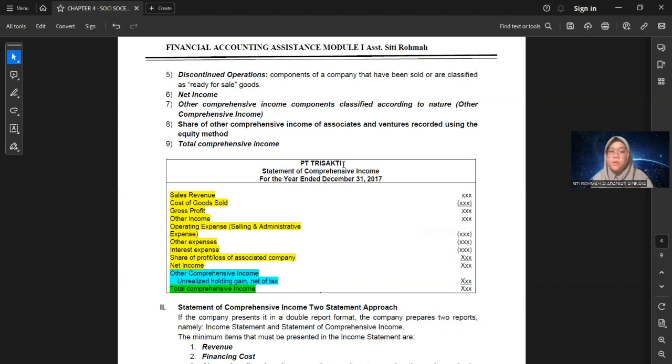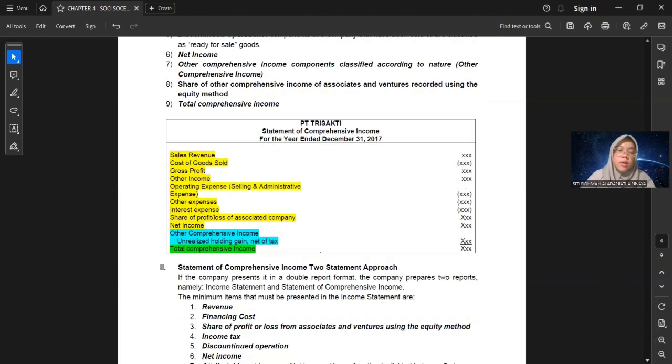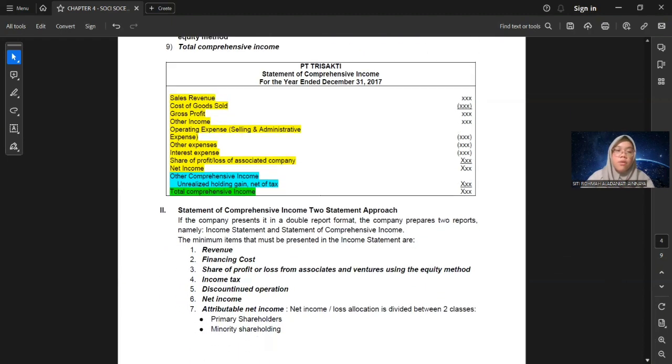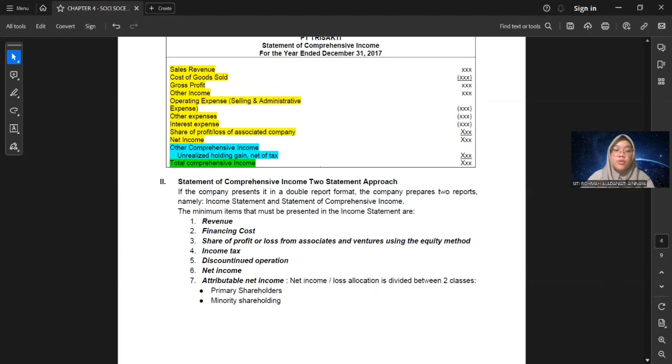Okay, after we know how to make statement of comprehensive income in one approach, now I'll tell you about statement of comprehensive income, the two-statement approach.